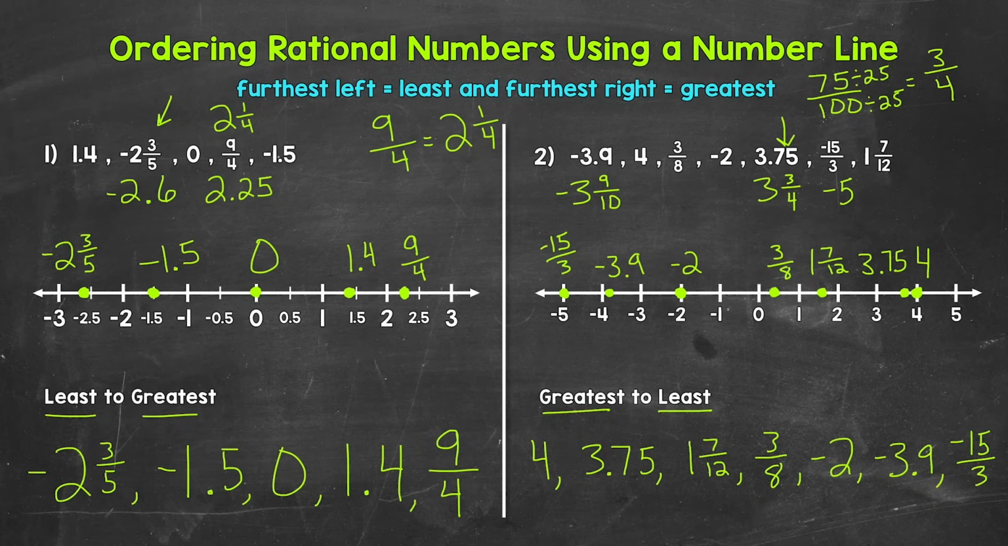So there you have it. There's how to compare and order rational numbers using a number line.